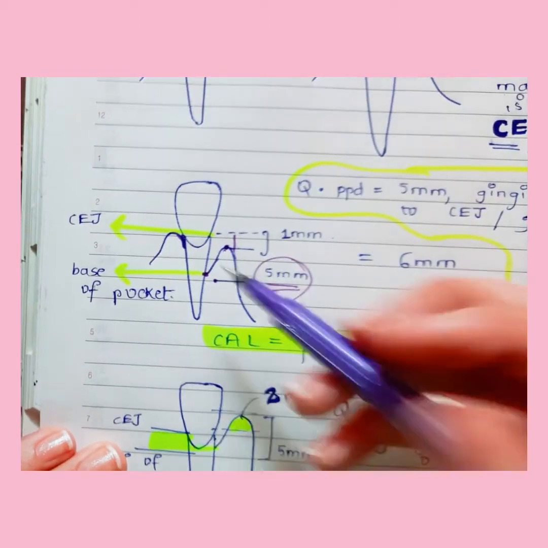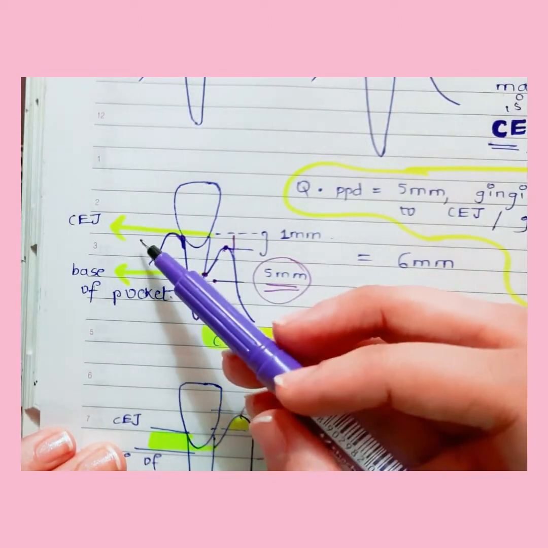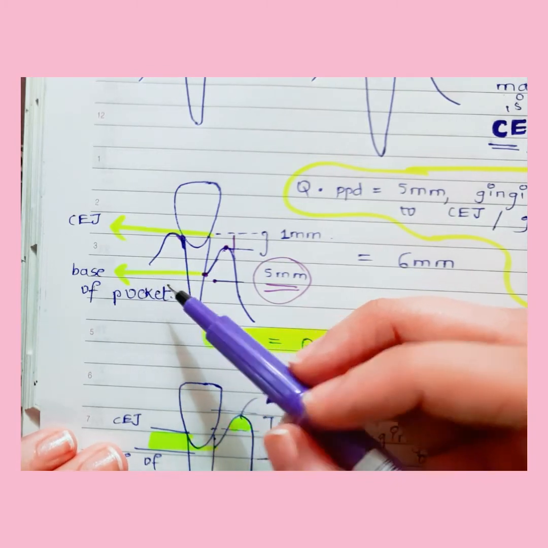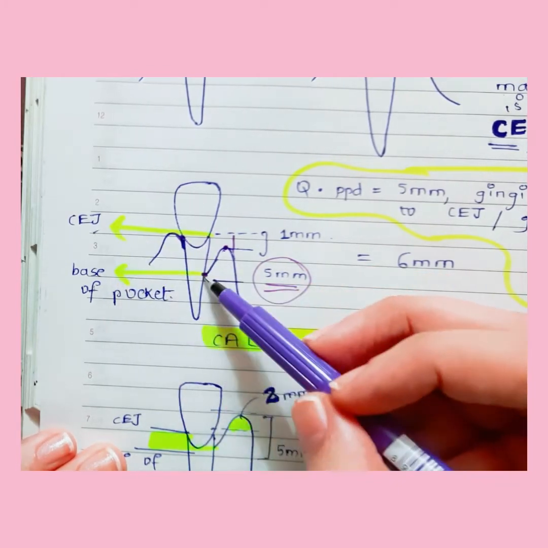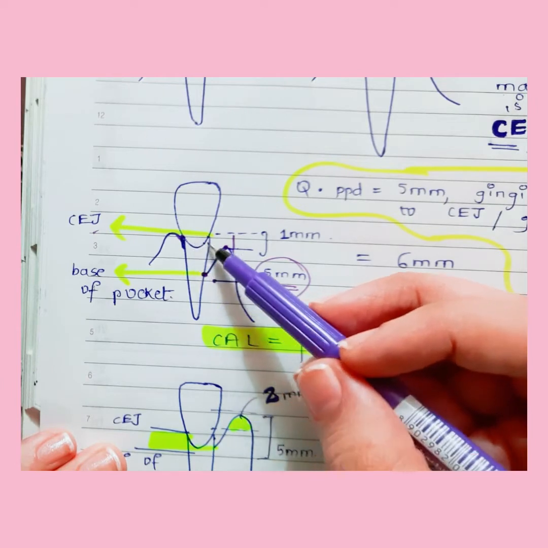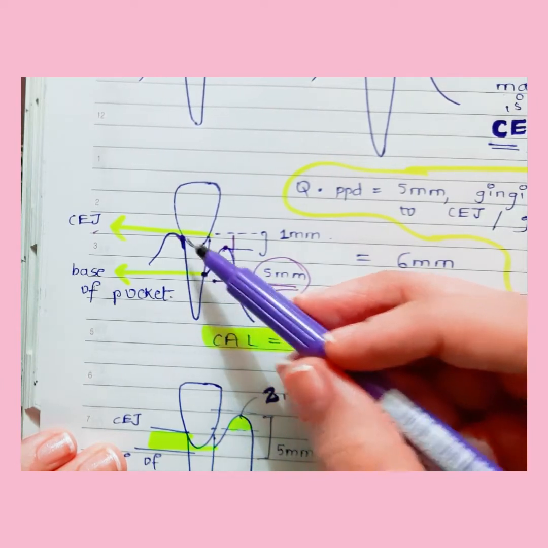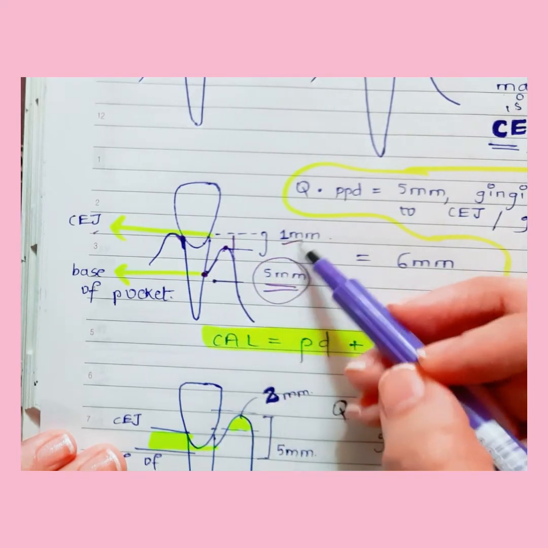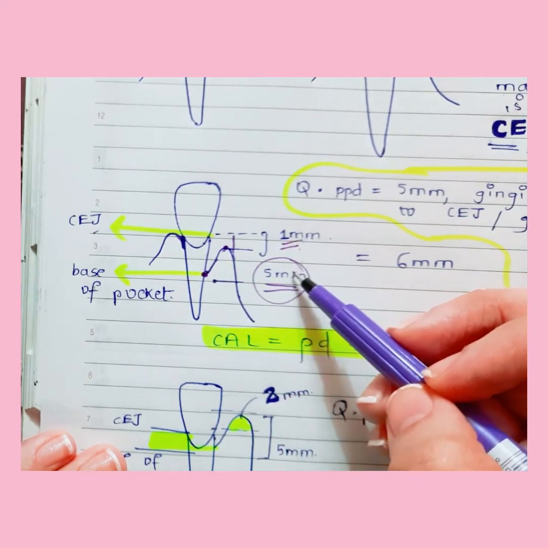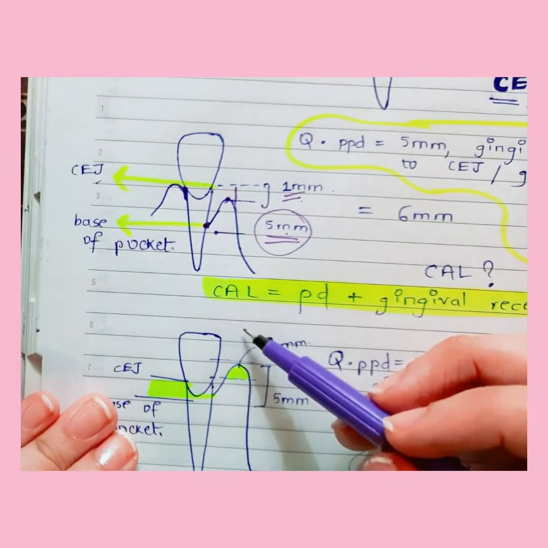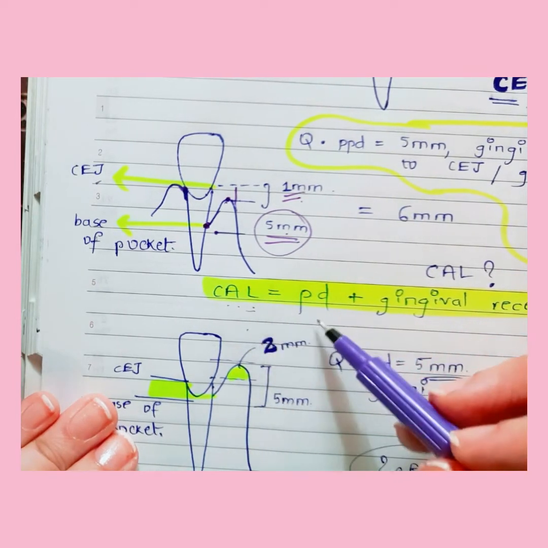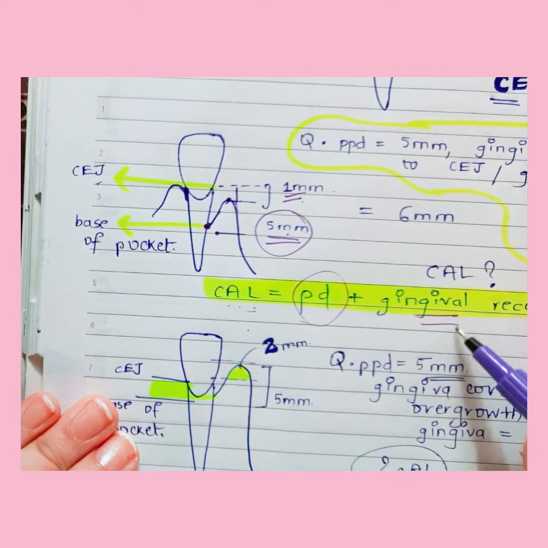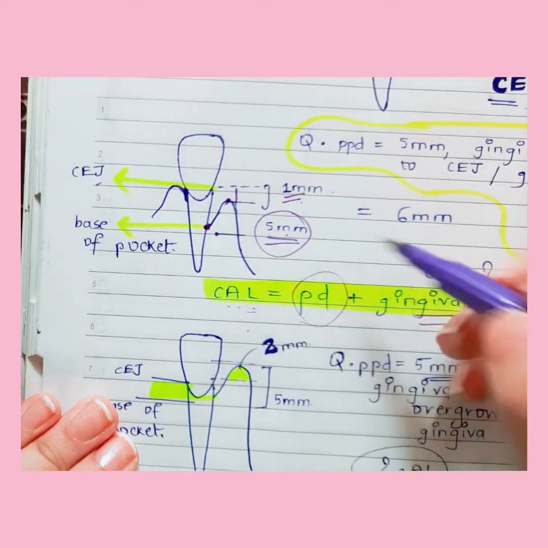So now we have to measure the clinical attachment level, that is we measure from the CEJ, the fixed point, till the base of the pocket. So we have to measure it from here till here, from the CEJ till the base of the pocket. For that we'll have to add the gingival recession to this pocket, that is CAL equals periodontal pocket plus gingival recession, that is 5 plus 1 is 6 mm.